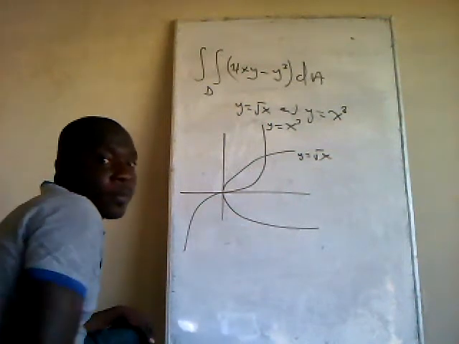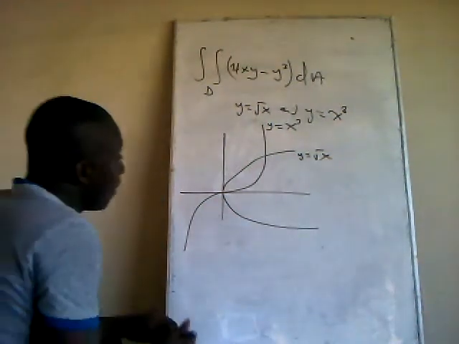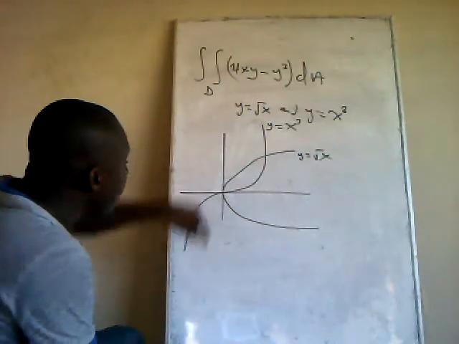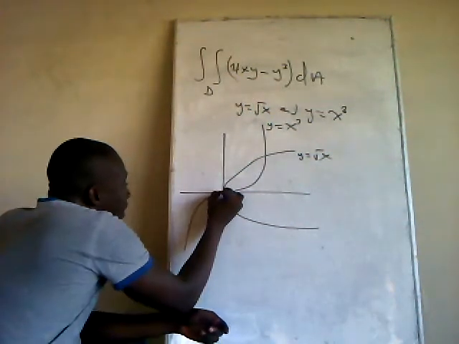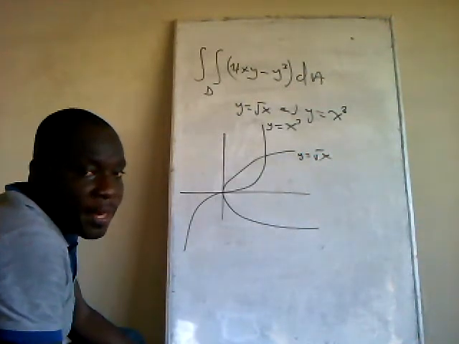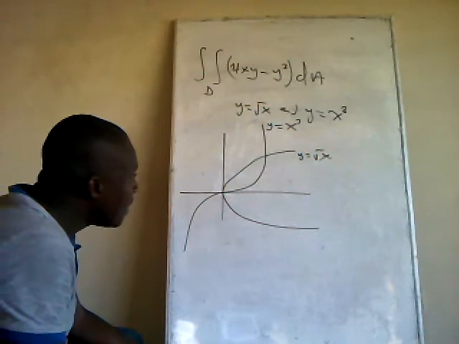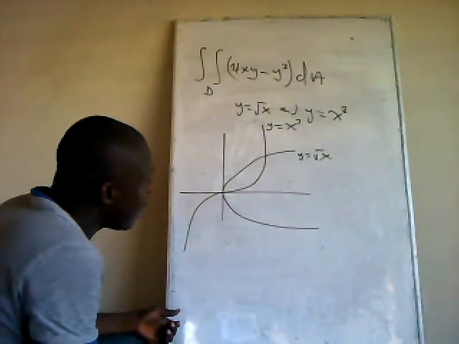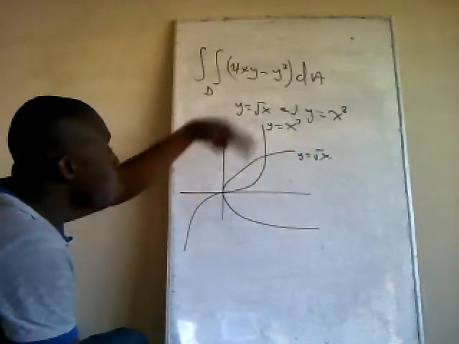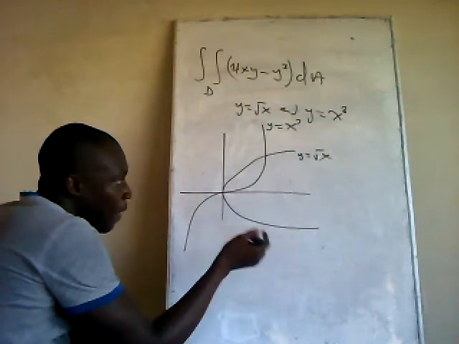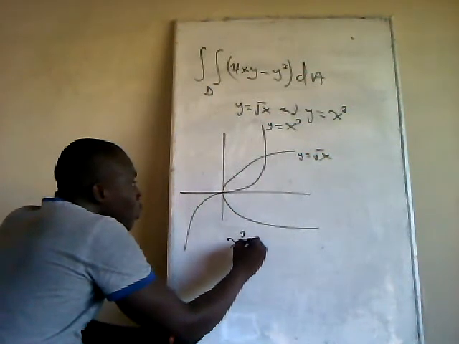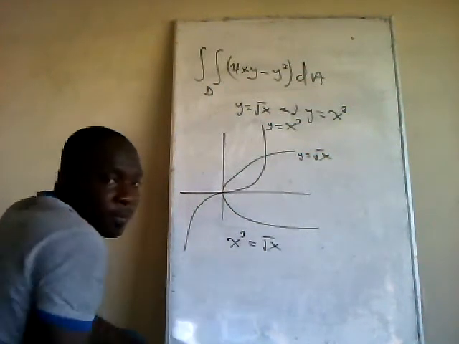Now, once we see our region, we can see that the lines are meeting at 2 points. At this point and at that point. Quickly, we find the meeting point. To find the meeting point, if two lines meet, then it means the value of y here and y there are the same, right? So we equate the curves. I'm going to equate x to the power 3 to root of x.